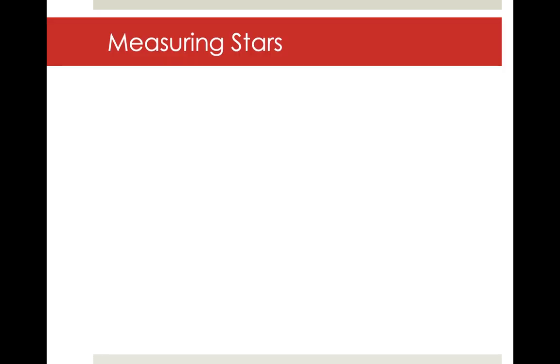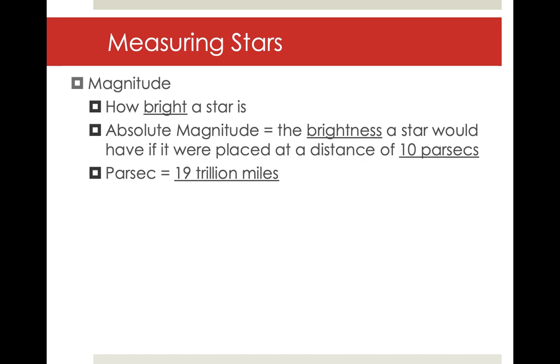There's different ways that we can measure a star, just like how we would want to measure a person. A person can be measured with their height or their weight or their IQ or something like that. We want to measure certain things about stars. One thing that we can measure about stars is the magnitude. And magnitude is, generally speaking, how bright a star is.